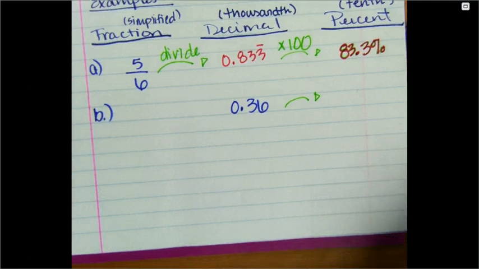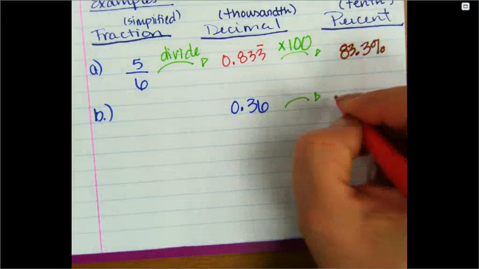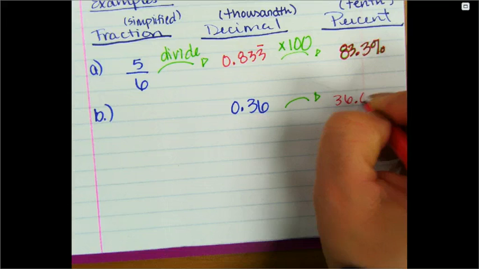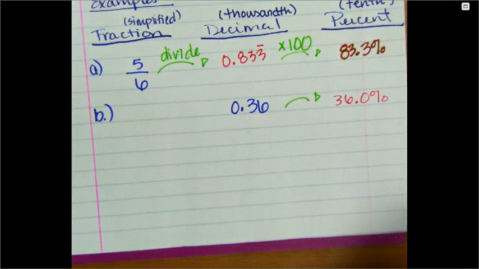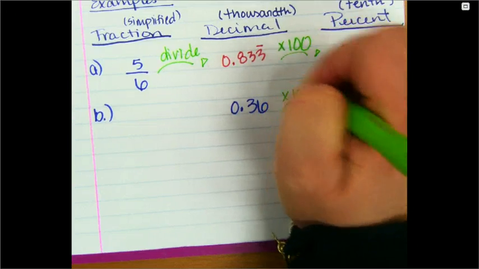So what do you get? 36.0%. Why do I need the 0.0? Because it said the nearest tenth. Since the nearest tenth, I need to make it a tenth. In order to make it a tenth, you got to add the 0. Okay? All right. How did we do that? We multiplied by what? By 100.